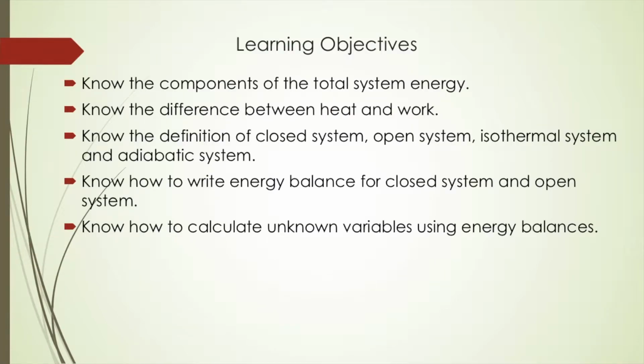In this chapter, we're gonna learn the components of total system energy, the difference between heat and work, and the definitions of closed system, open system, isothermal system, and adiabatic system. You will hear these terms a lot in your chemical engineering career. And then we're going to learn how to write energy balances for closed systems and open systems and how to calculate unknown variables using this energy balance.